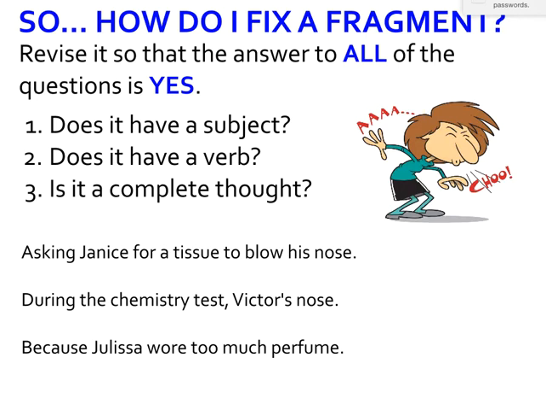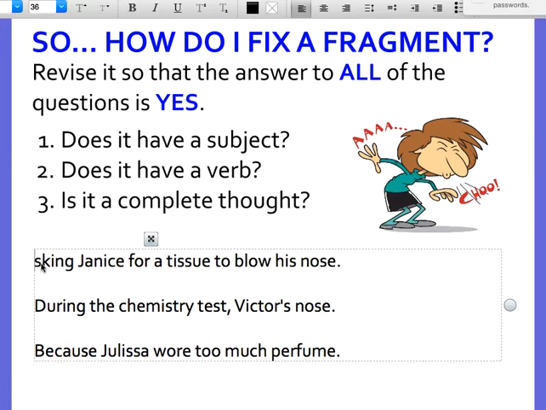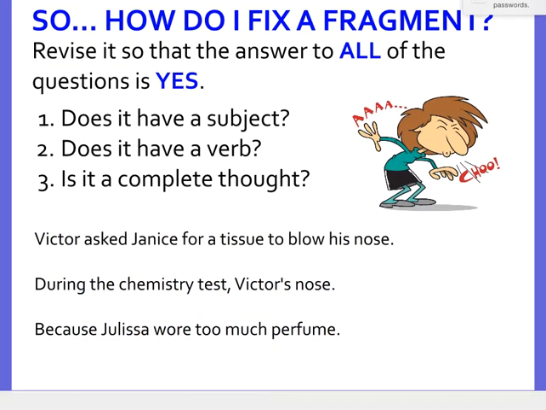Asking Janice for a tissue to blow his nose. Remember that with our first fragment, we are missing a subject. We had a verb, asking, but we are missing a subject. So let's see if we can change it and add a subject. What if I said, Victor asked Janice for a tissue to blow his nose.